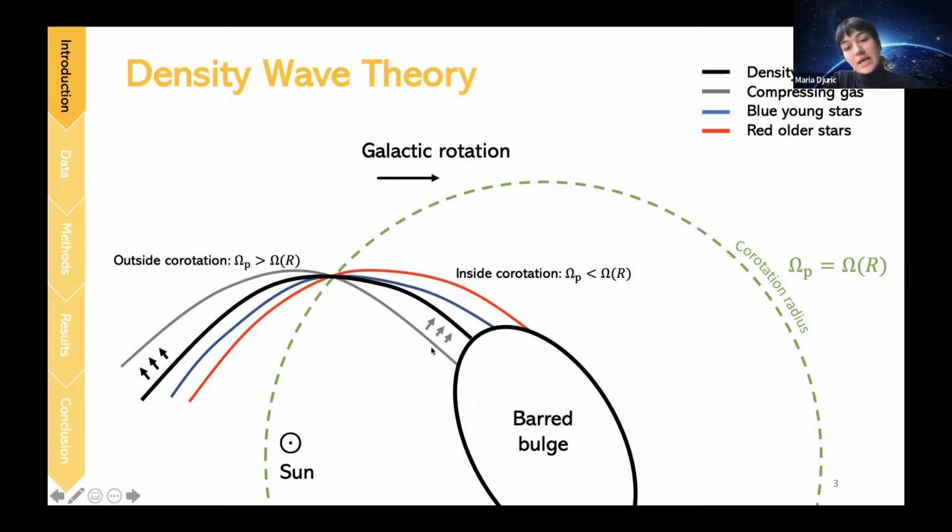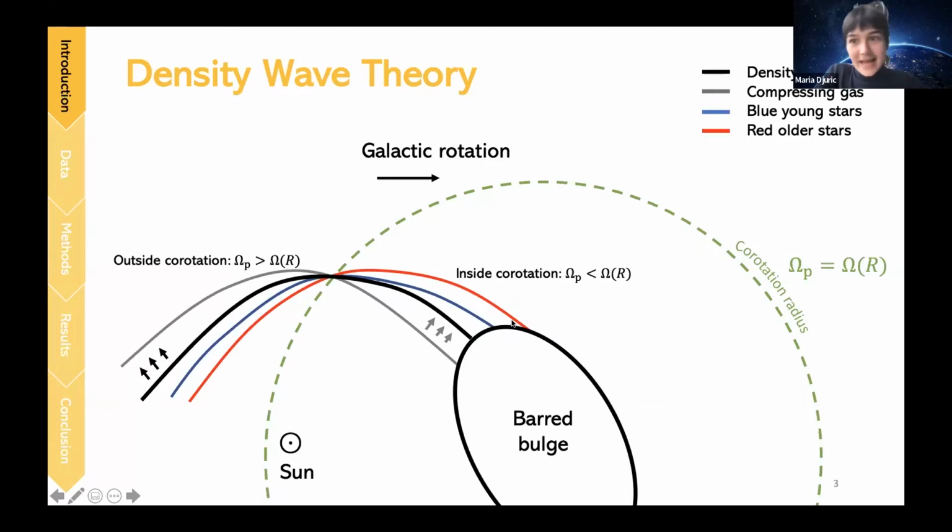Conversely, within co-rotation, we have the opposite effect because the stars themselves move faster. So the gas approaches the density wave itself from behind, and upon compression will form these young stars, which then move further and further away as they age.